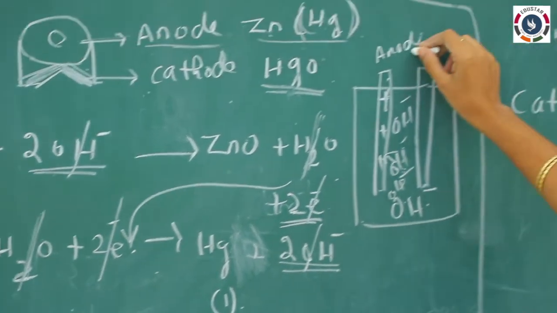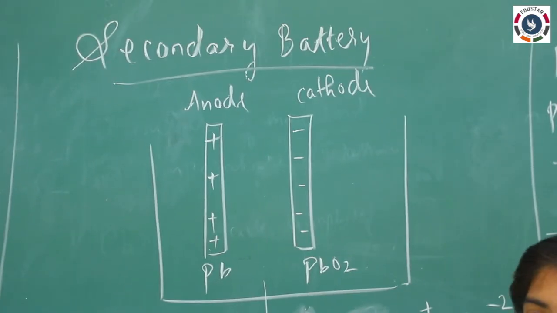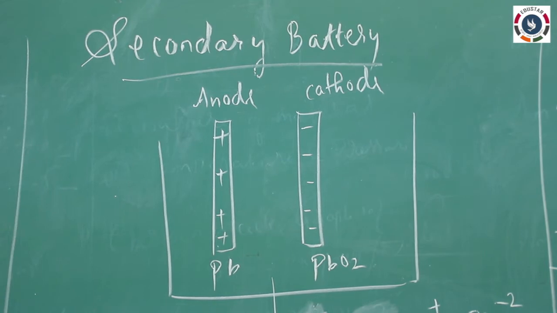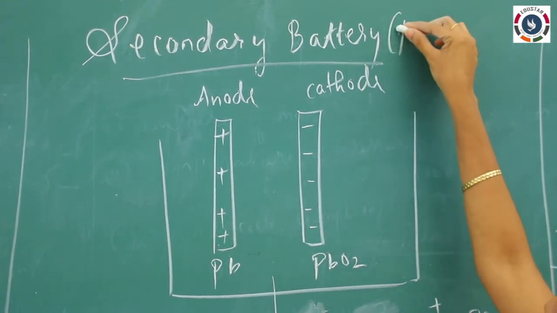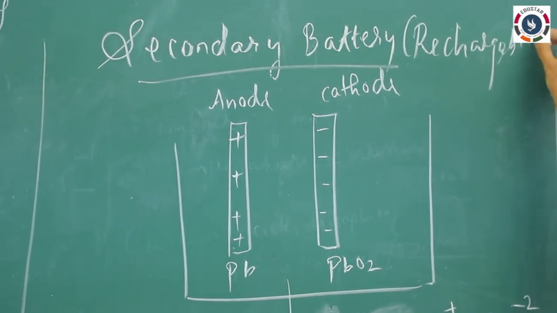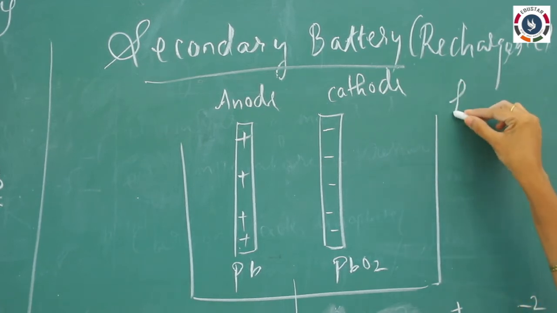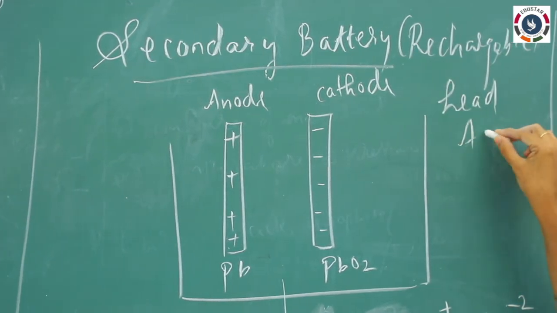Okay. Now, moving to the secondary battery. What is the secondary battery? The main difference between the primary and secondary battery is that the secondary batteries are the rechargeable batteries. What are rechargeable batteries? They can be charged and used again and again. So, now we are going to see the lead acid battery.